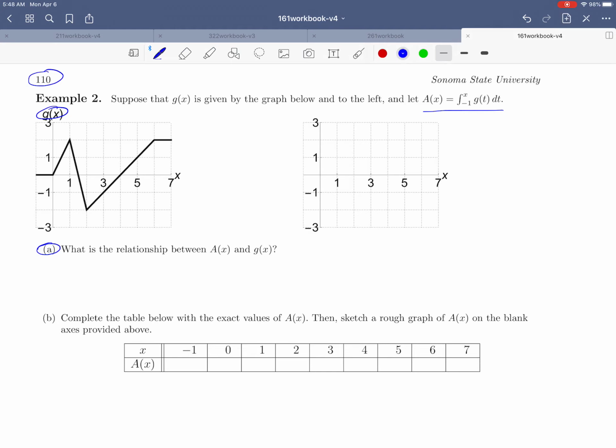functions is. Okay, and kind of the key to seeing that relationship again is noticing that if you take the derivative of a of x, the function that's defined as an integral, the second fundamental theorem of calculus tells us that the derivative and the integral have to cancel and we just get back to g of x. Okay, so what that's really saying is that g of x is the derivative of a of x, or the other way around, we could say that a of x is an antiderivative of g of x.